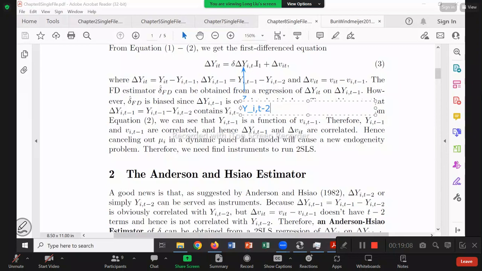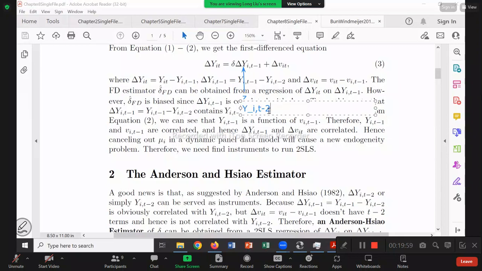Let's take a closer look at our regressor, the change in y i t minus one. It is y t minus one minus y t minus two. See y t minus two right here? It's part of the regressor. So of course y t minus two is going to affect our regressor, because it is part of it. If you check the correlation between the two, of course they are related. So the first condition, the relevant condition, is very easily satisfied.